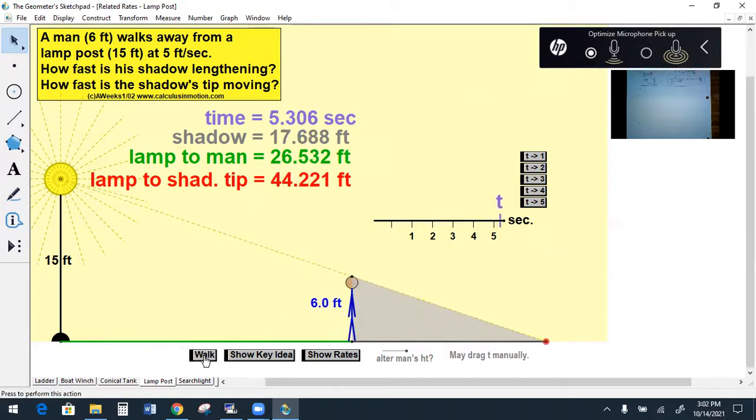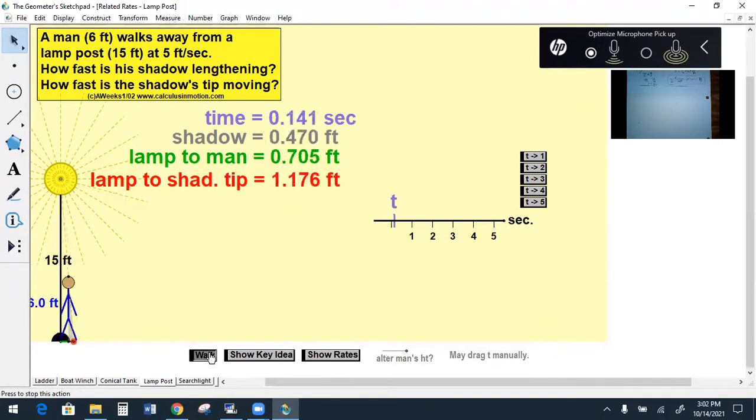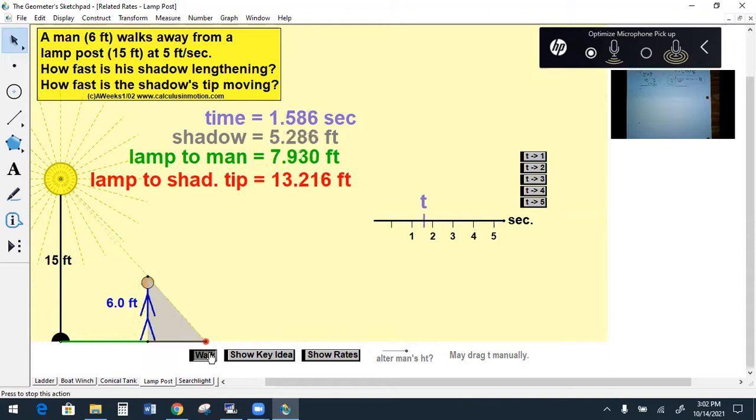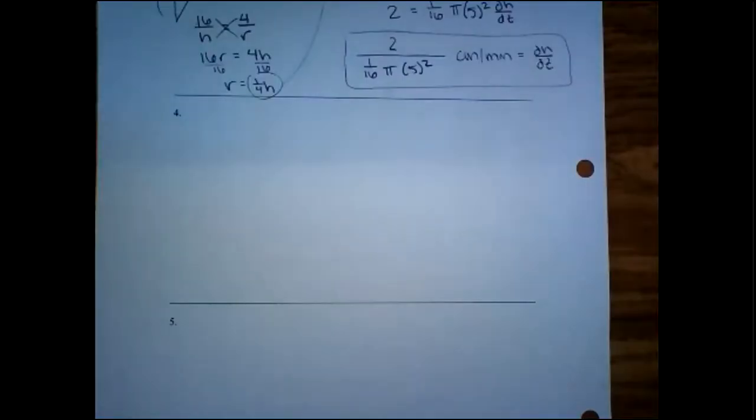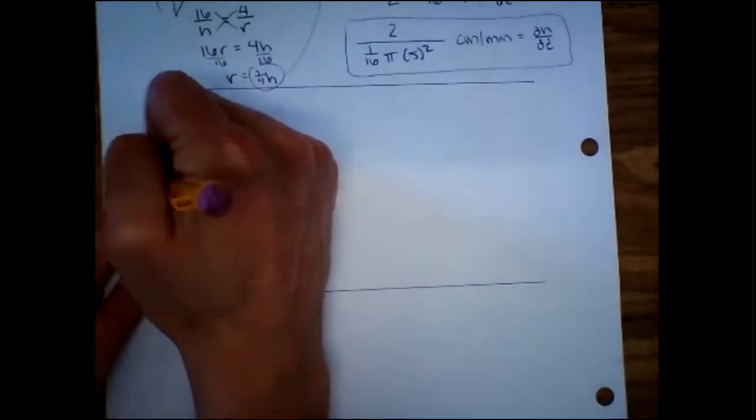Maybe it's because I'm doing it through Zoom. Well, no, but he usually moves faster than that. It's probably because I'm sharing the screen through Zoom. All right, so here are our right triangles.